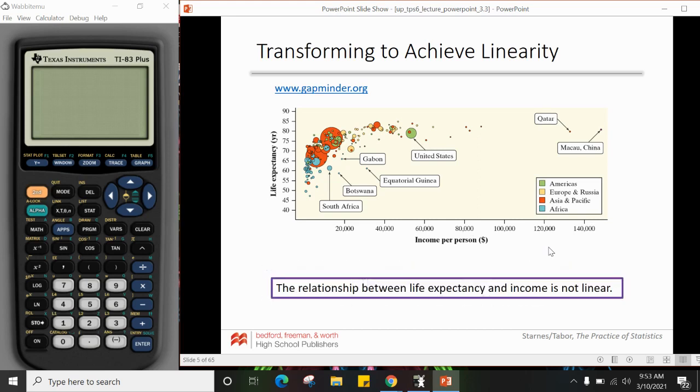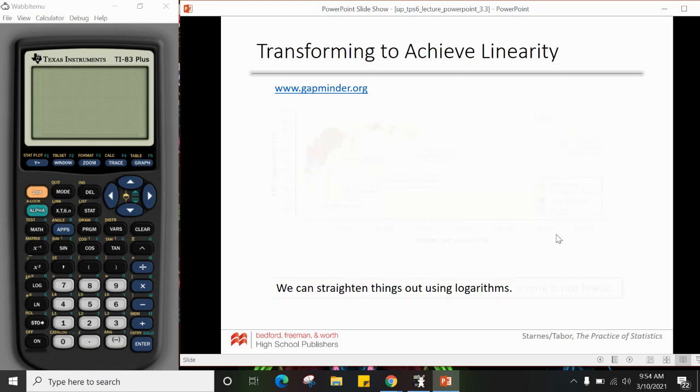So the relationship between life expectancy and income is not linear. And that's kind of obvious, right? You can see this curve coming this way. So it's coming up and then it's curving. Okay. So the question is, what is that?